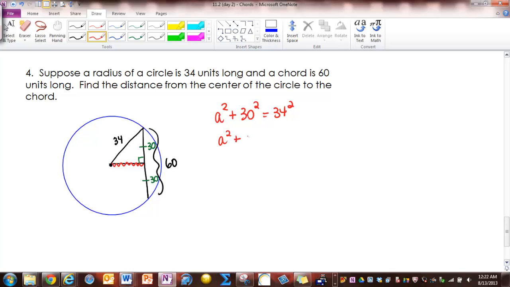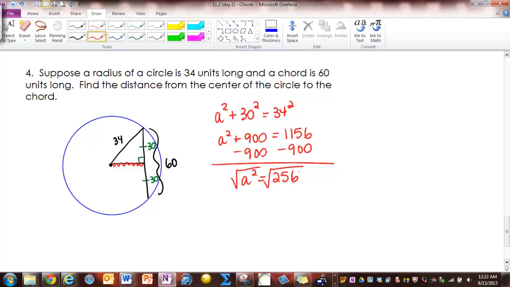A squared plus 900 equals 1156. Subtracting 900 from both sides, we get A squared equals 256. And taking a square root to solve, I get A equals 16. So that tells me this little piece is 16. So they want the distance from the center of the circle to the chord, which is 16.